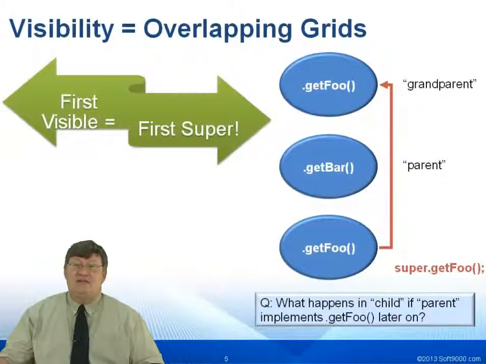Easy enough to understand, but from a design point of view, it can have some amazing implications, as we may change one without changing another. So what happens if the parent implements a getFoo later on? Obviously, we will see that it will get called as we expected.